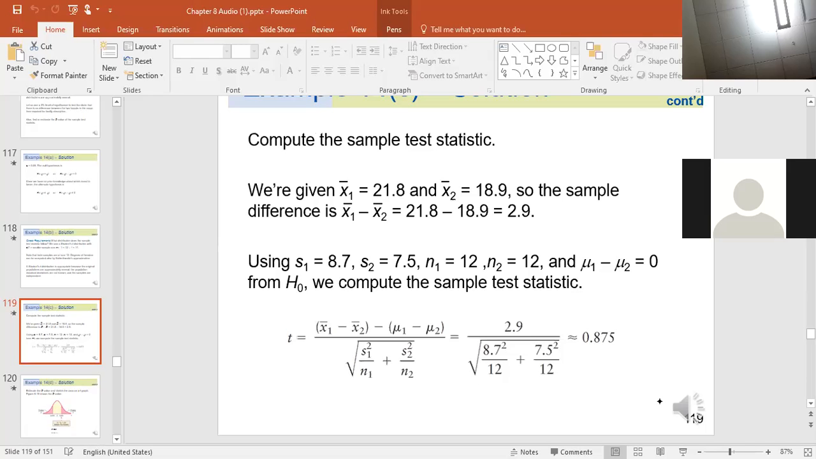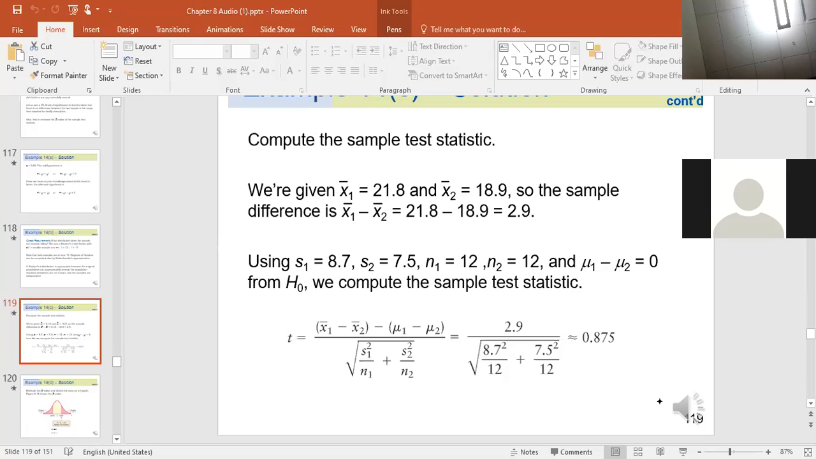Calculate. Here you will have H0 is 0 on the calculator, and H1 is different from. Any trouble using calculator? X1 bar minus X2 bar over the square root of S1 squared over N1 plus S2 squared over N2.